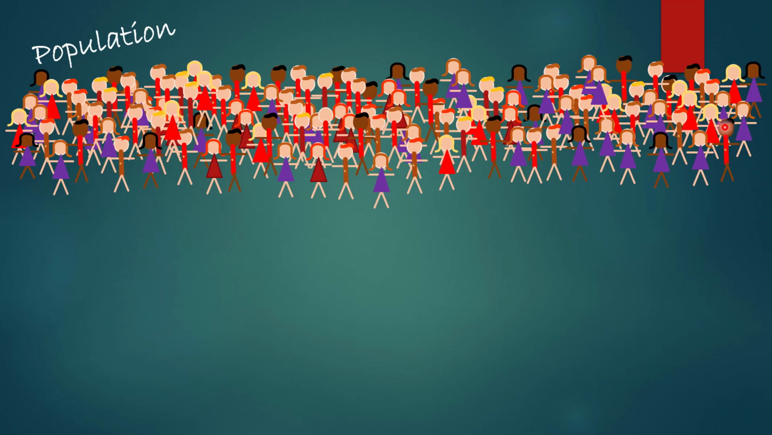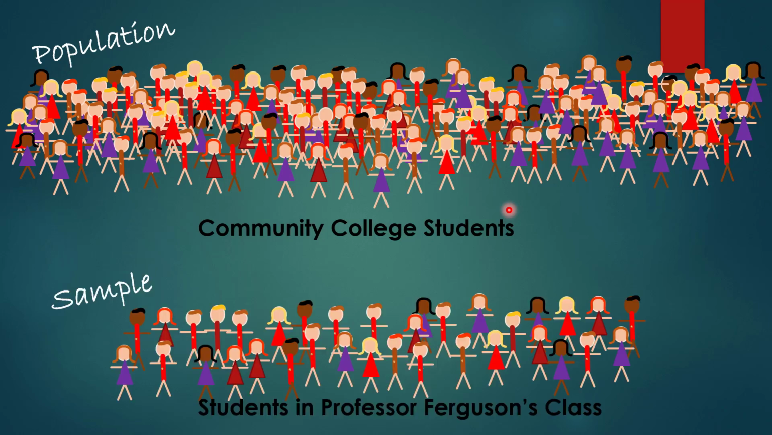So let's say, for example, this is our population. And, of course, times it by 10 or something like that. But it's a pretty diverse group of individuals. And we're going to say that our population is community college students. So again, why wouldn't we just take all community college students? That would be an awful lot of students, right? So maybe our sample could be students in Professor Ferguson's class.